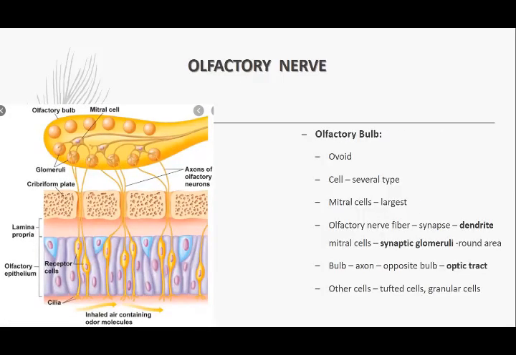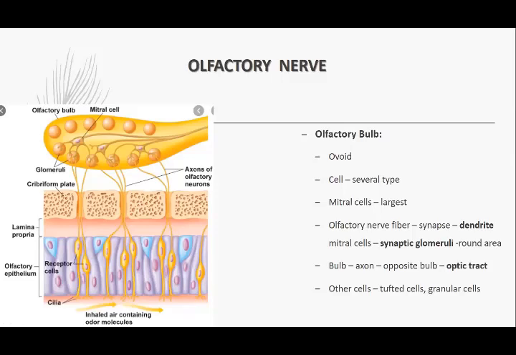The olfactory bulb is an oval structure. This oval structure is lying on the upper surface of the cribriform plate of the ethmoid. In the olfactory bulb you have different types of cells. The largest in number and largest in size are the mitral cells. Then you have other cells, including tufted cells and granular cells. But the largest is the mitral cells.